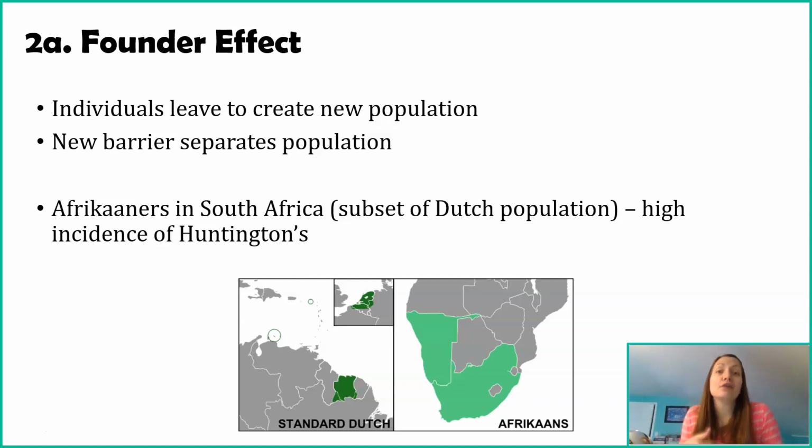But it's still spreading, and it's causing a higher incidence of Huntington's disease in this small little population where they're only breeding with one another versus that large original population. Now, this particular case study is looking at just Huntington's, but the idea is still the same whether we're looking at other diseases or just alleles in general.